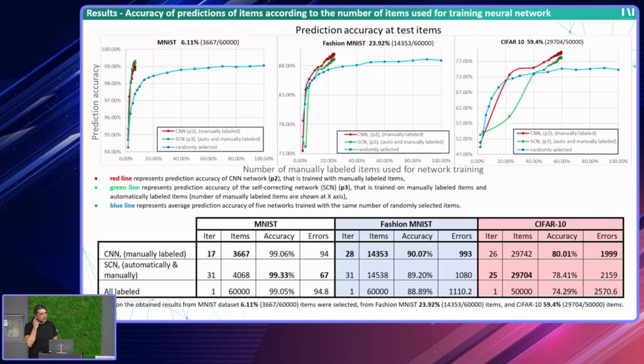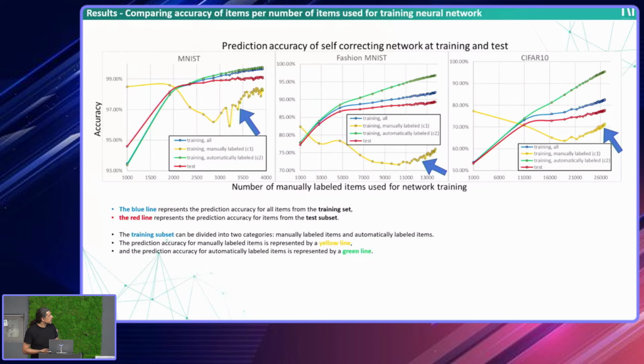The good side of this approach is that you are reducing the amount of data that you manually label, but the bad side of this approach is that you need to train your model several times, and that also takes some time.